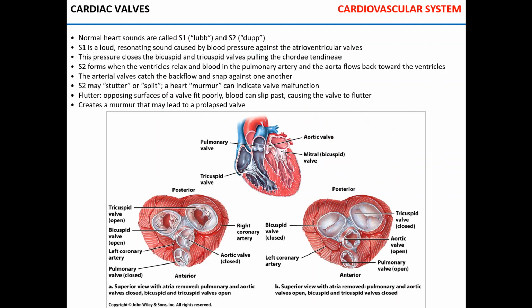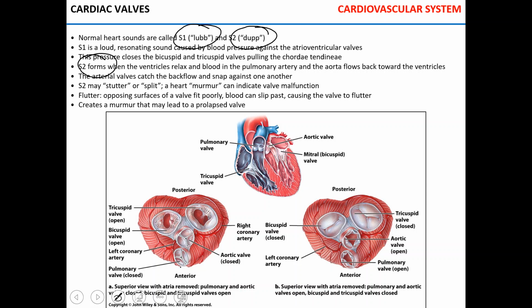Now, when valves close, they produce the heart sounds, so-called lub and dub. First, atrioventricular valves, tricuspid and mitral, close, producing the loud sound, and then closure of the semilunar valves, pulmonary and aortic, causes the second sound, the dub sound.